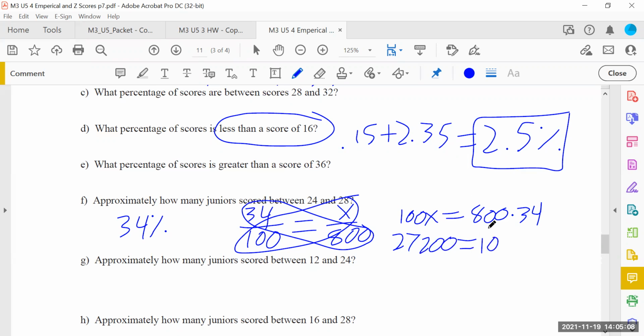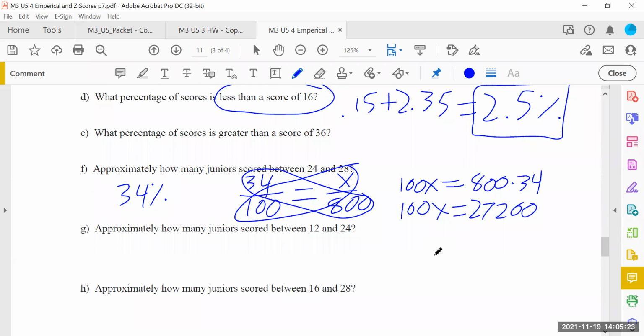I should not put those in a different order. That's going to confuse people. 100X equals 27,200. Divide by 100. Equals 272. I wanted to be sure though. Yeah, so 272.